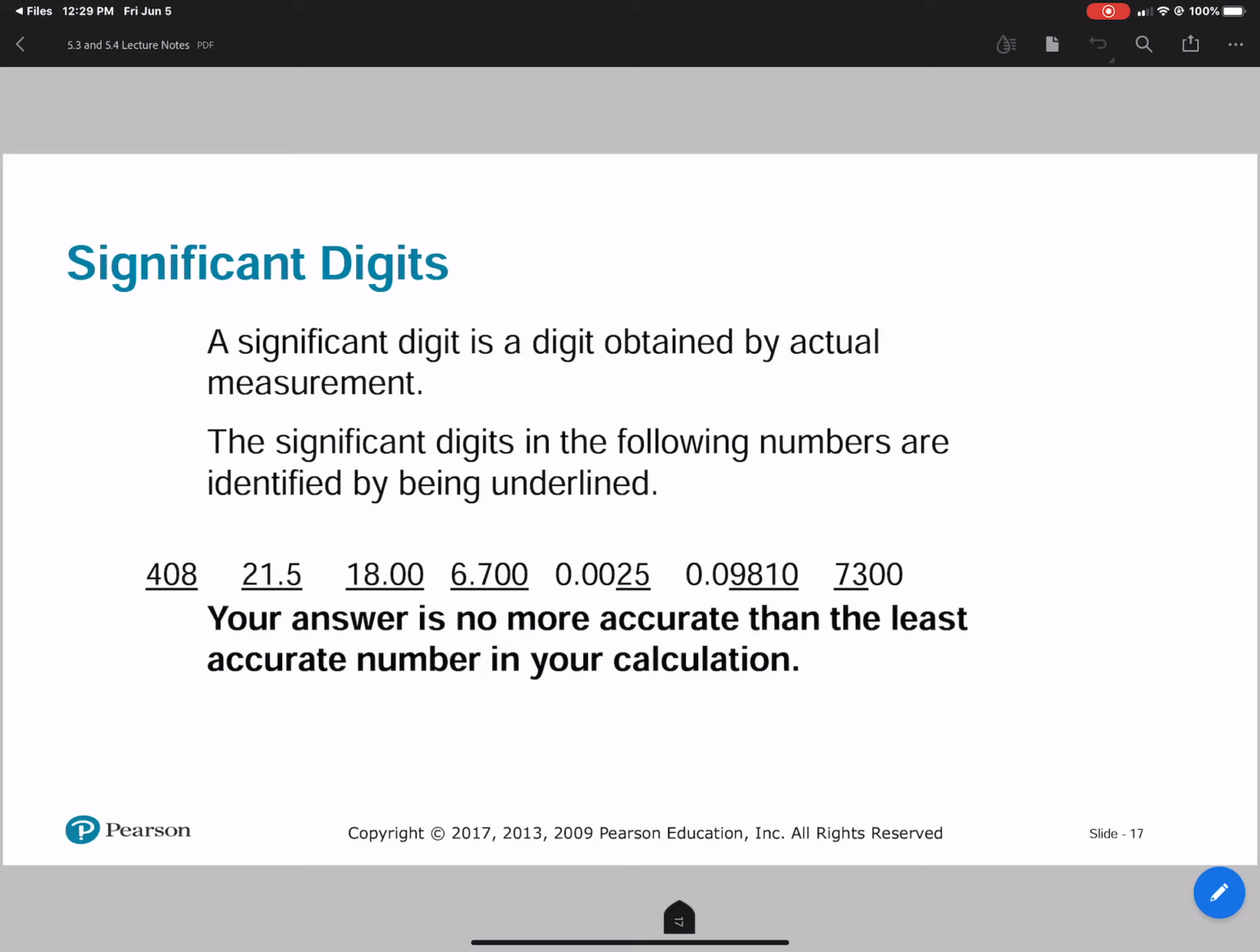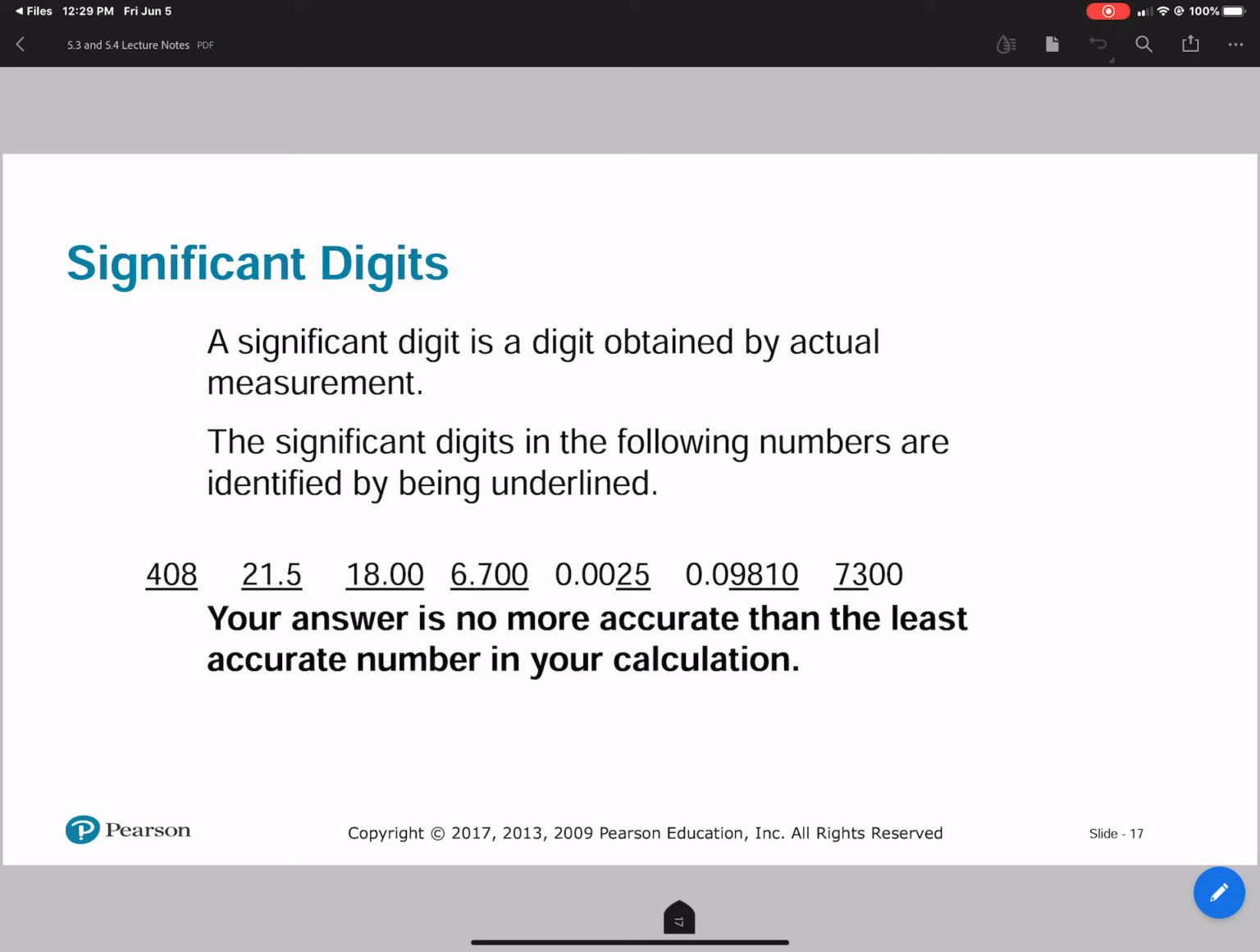A significant digit is a digit that is obtained by actual measurement. The significant digits in the following numbers are identified by being underlined. So if I had 408, all numbers are significant. If I have 21.5, all numbers are significant. If I have 18.00, all those numbers are significant. If I have 6.700, all those numbers are significant.